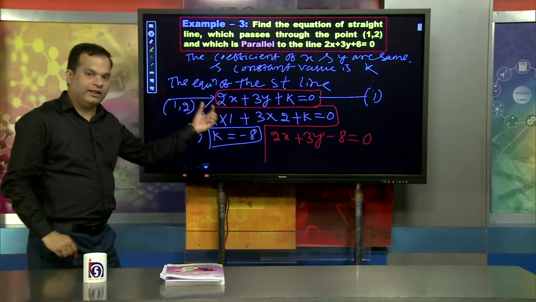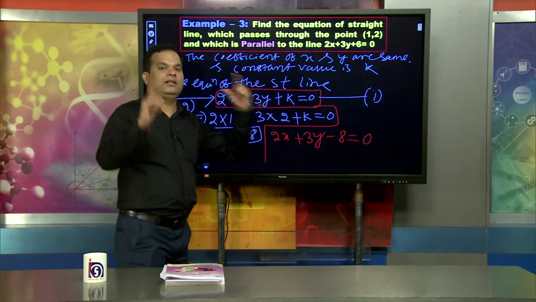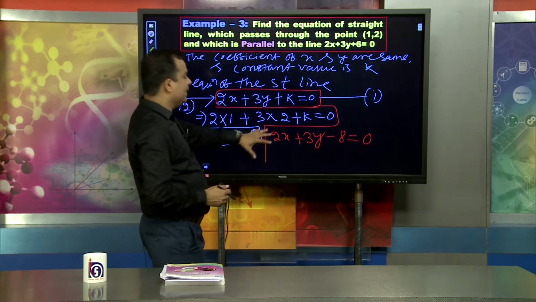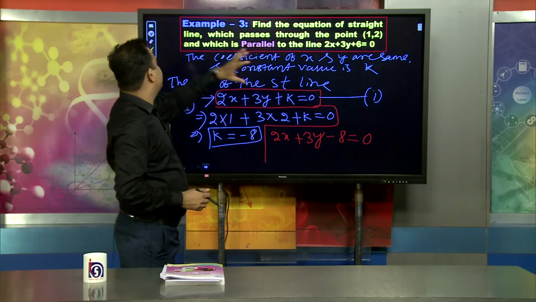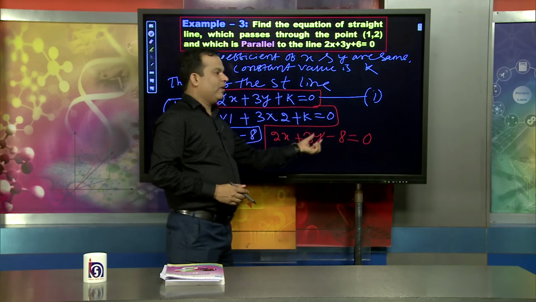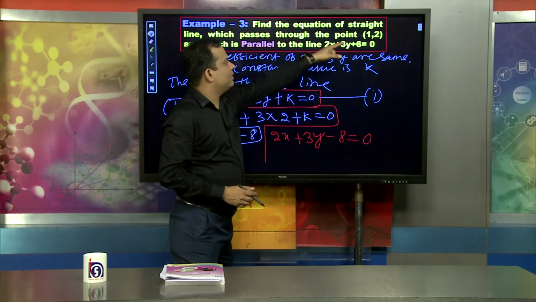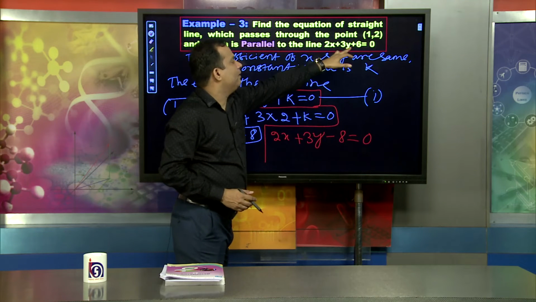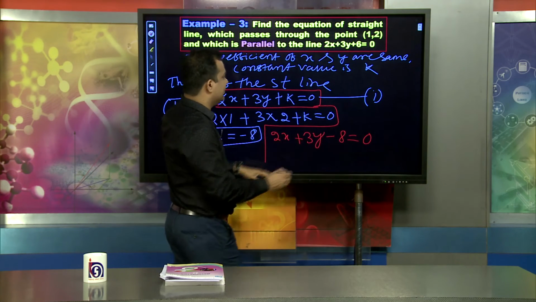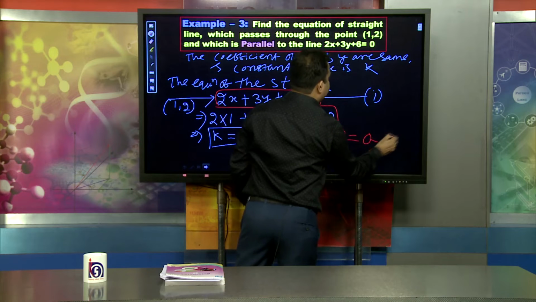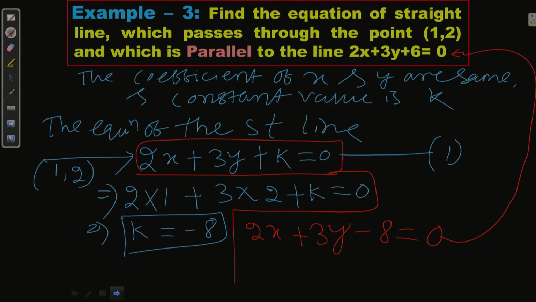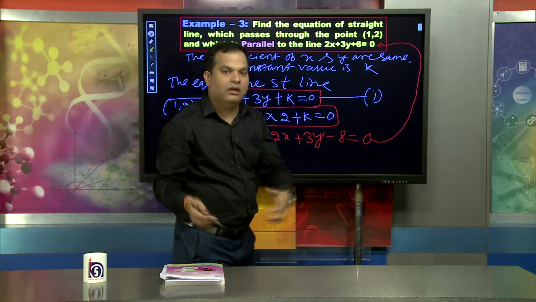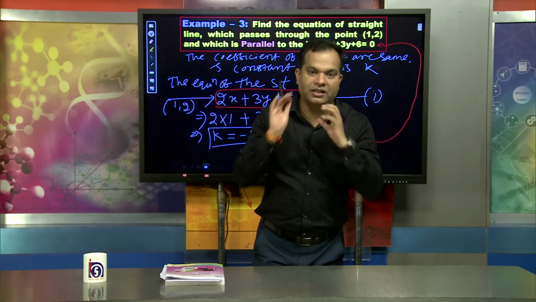This is the required equation of the straight line. That means the equation of the straight line L1. So I can say the equation of the straight line 2x plus 3y minus 8, which passes through the point (1, 2), is parallel to the straight line 2x plus 3y plus 6 equal to 0. So I can say this line is parallel to this line, and we have to come to the conclusion by using the condition of parallelism.